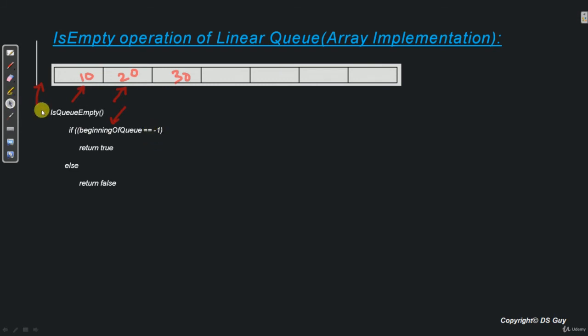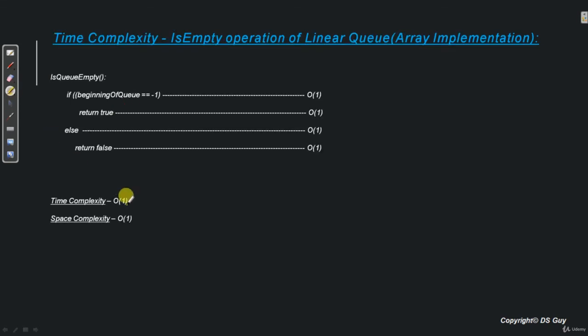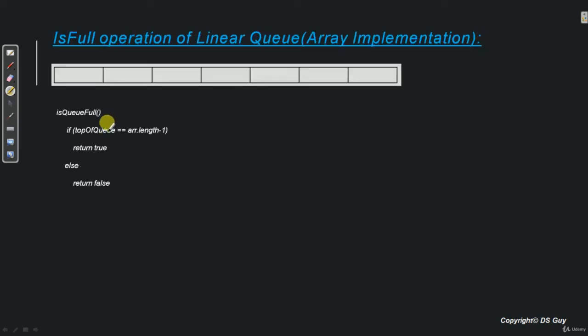Now if you want to see the time and space complexity, it is very simple. The time complexity is order 1 and space complexity is also order of 1 because we are not using any extra space. Now if you move to the next operation, that is full operation. So here we use the variable top of the queue. That is, if top of queue is pointing to the last cell in this array, only then we can say that the queue is full.